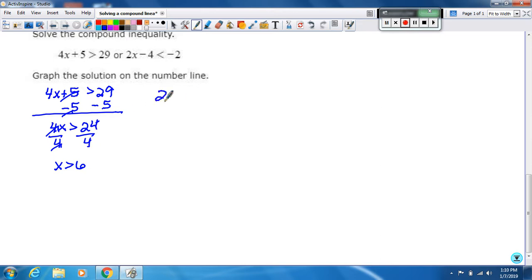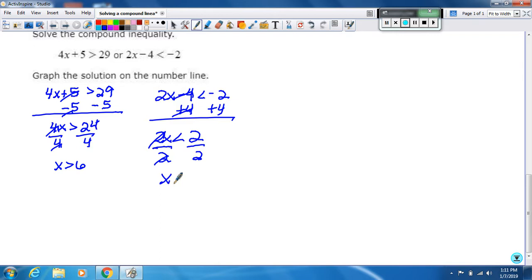The next one, 2x minus 4 is less than negative 2. I'm going to add 4 to both sides. So 2x, opposites cancel, is less than negative 2 plus 4, which is 2. So 2 times x, we've got to divide both sides by 2. Top cancels with bottom. x is less than 2 divided by 2, which is 1.